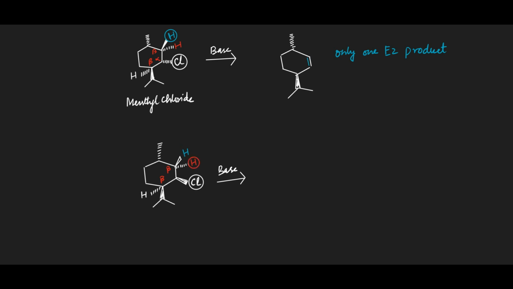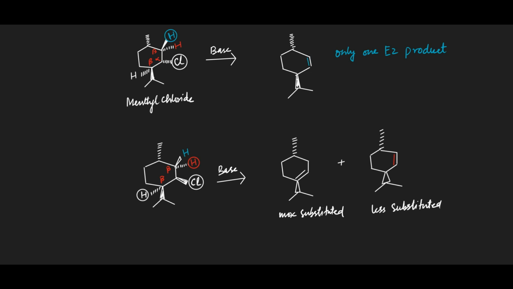This red and white hydrogen on dash are trans to this chlorine on wedge, and hence both can be eliminated with chlorine to form 2 different alkene products. Elimination of white hydrogen with chlorine gives this alkene, and that of red hydrogen gives this alkene. This is more substituted, and this is less substituted. This is Zaitsev product, and this is Hofmann product. Zaitsev product, of course, will be major, and Hofmann will be minor product.